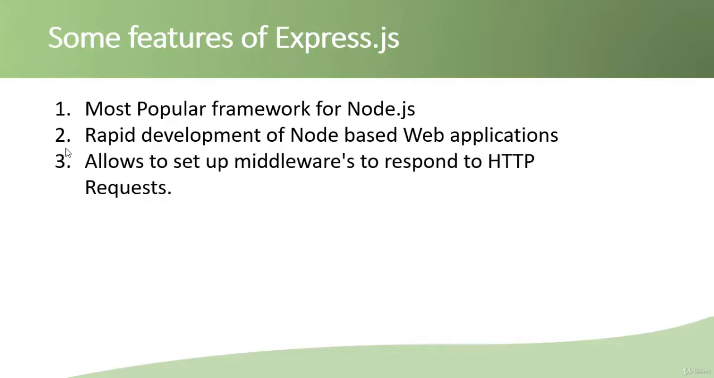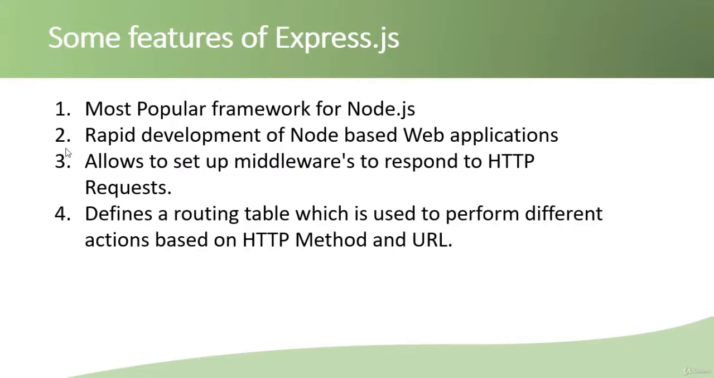After that, it allows us to set middlewares to respond to HTTP requests. Now don't get confused with middleware right now. We are going to discuss it in our next videos. This is the feature that saves a lot of time for developers. That's why we use Express. Next, it defines a routing table which is used to perform different actions based on HTTP method and URL. In our next videos, we are going to discuss routing in detail.